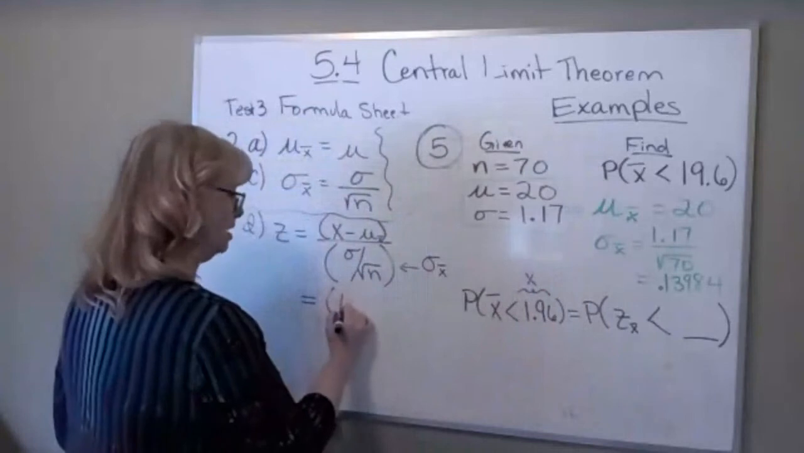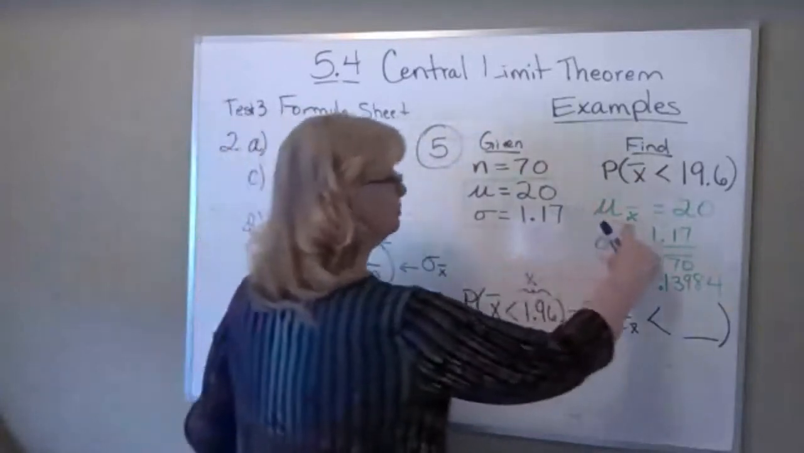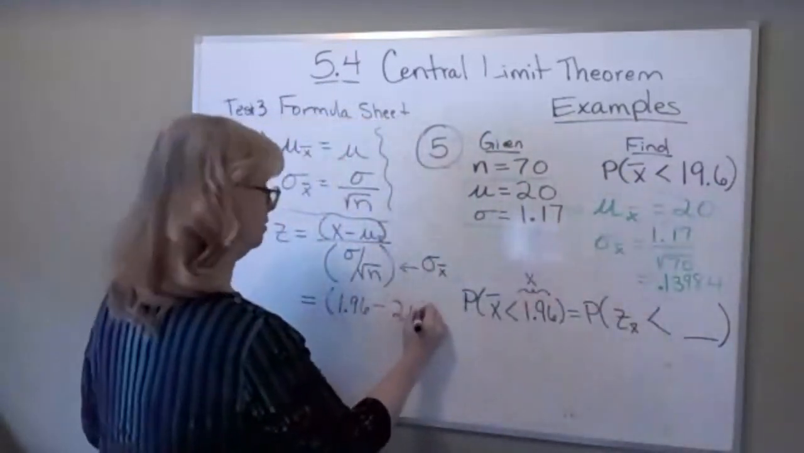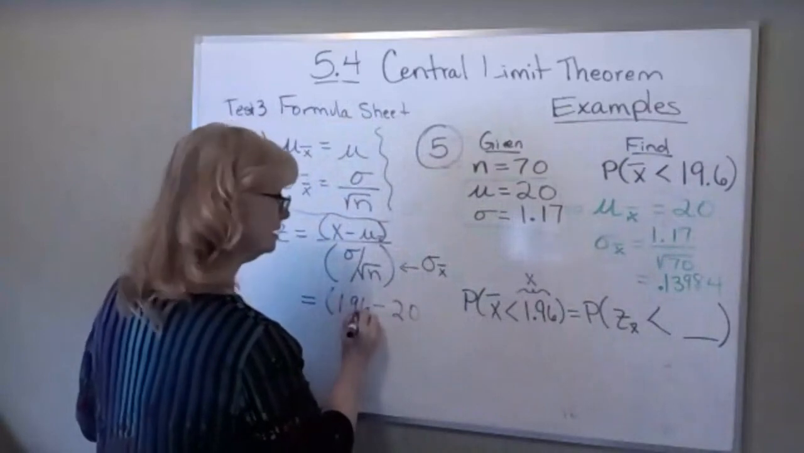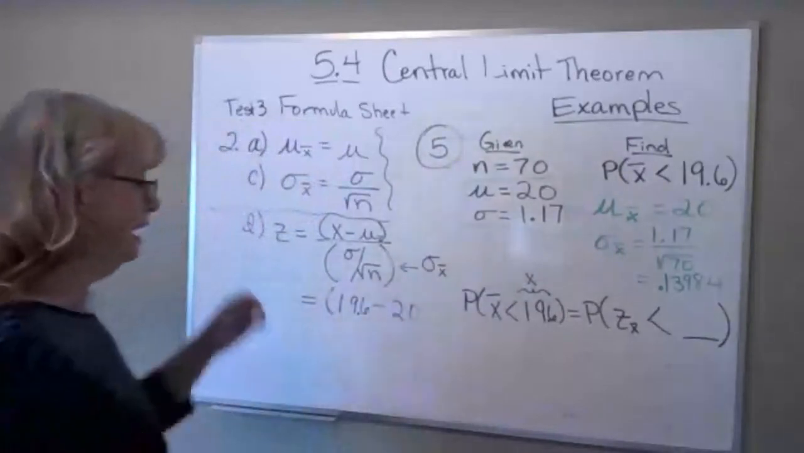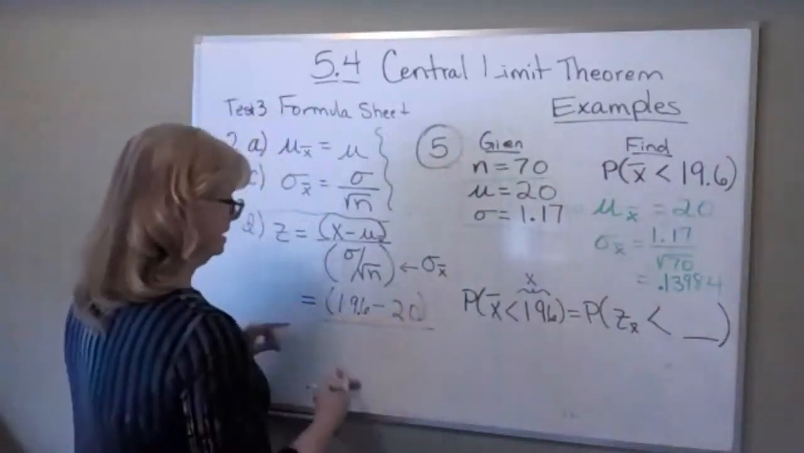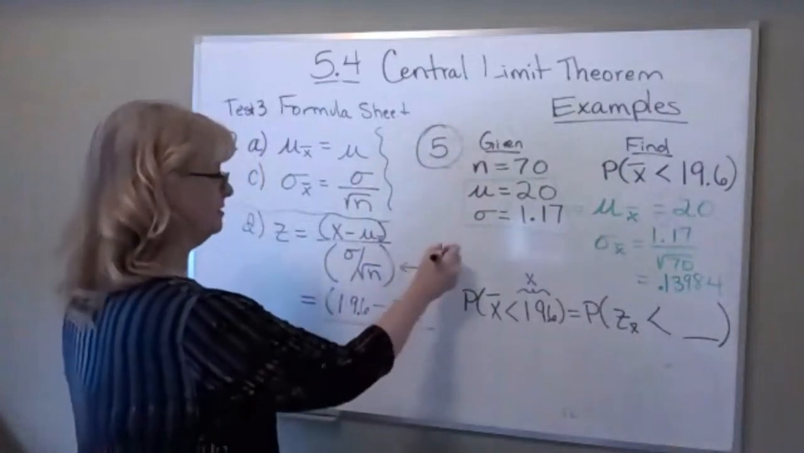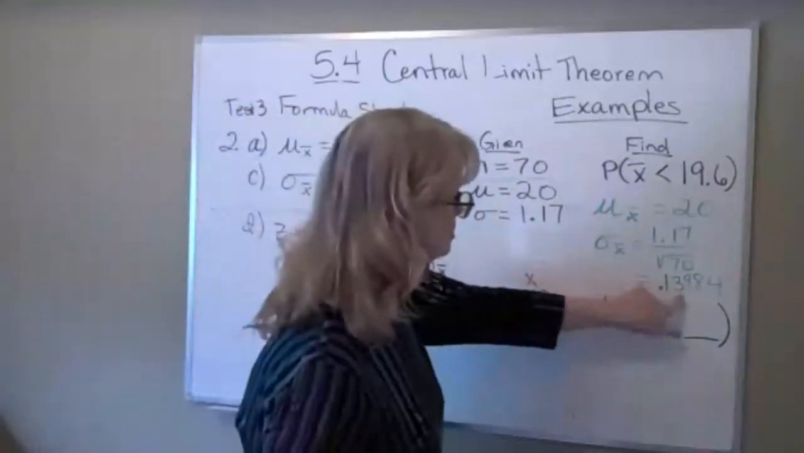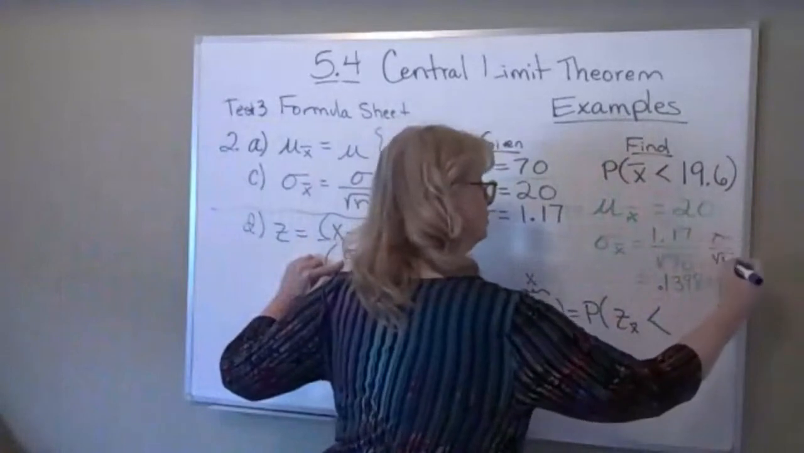So I'm going to have 1.96 minus mu. The mu for the population and the sample means is 20. Oh, I'm sorry, it's 19.6. Sorry. I put the decimal in the wrong place. That's going to make a big difference. 19.6 minus 20 divided by, and you could put this whole thing here, but we just found this. We just found the standard deviation of the sample means right here. We did sigma over square root of n.